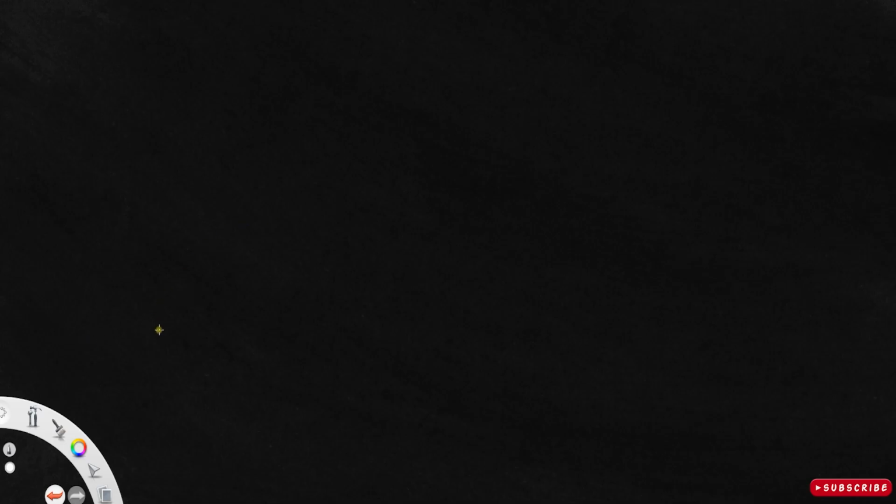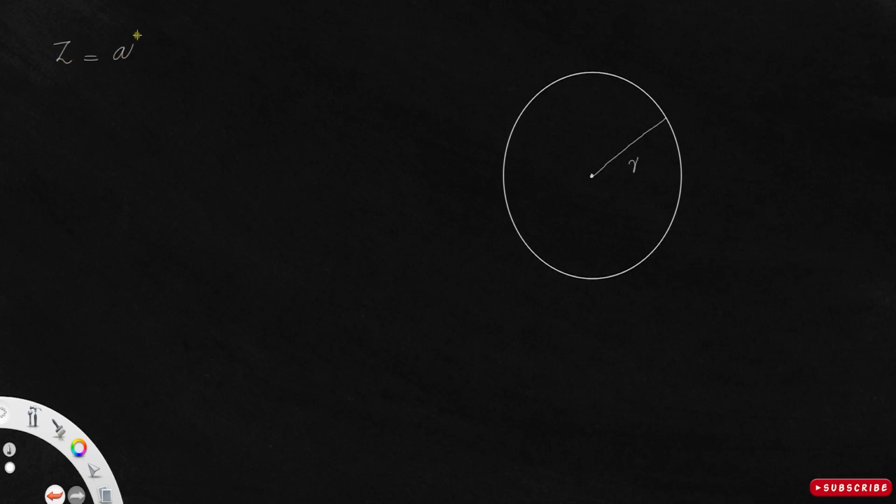So in today's video, let us discuss the radius of the nth orbit of the Bohr model of the hydrogen atom. So let me consider a circular orbit like this. Let r be its radius, and if Z represents the atomic number, then there will be Z number of protons. So whatever the atomic number, there will be that many protons.